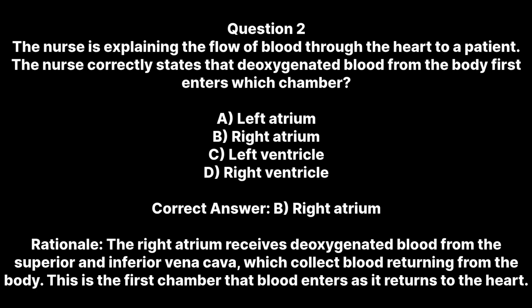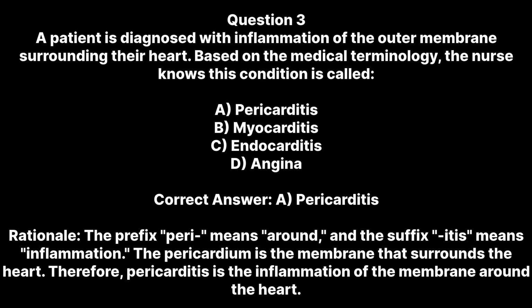Now let's test your knowledge with some NCLEX-style questions. Question 3. A patient is diagnosed with inflammation of the outer membrane surrounding their heart. Based on the medical terminology, the nurse knows this condition is called: A, pericarditis; B, myocarditis; C, endocarditis. D. Correct answer A, pericarditis. Rationale. The prefix peri means around, and the suffix itis means inflammation. The pericardium is the membrane that surrounds the heart. Therefore, pericarditis is the inflammation of the membrane around the heart.